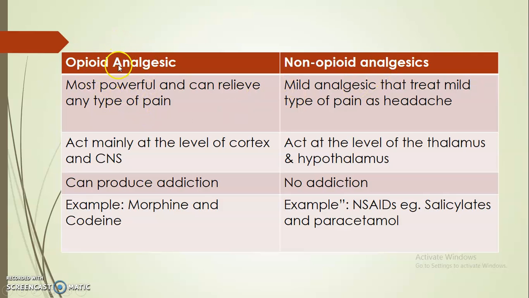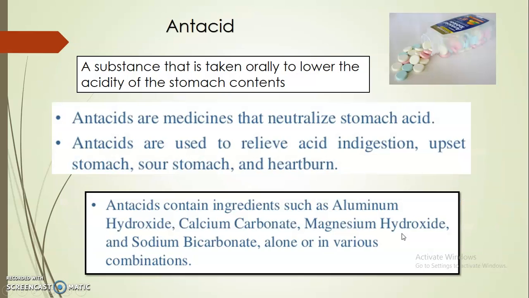Opioid analgesic, this is from the opium plant, is most powerful and can relieve any type of pain. And it acts mainly at the level of the cortex and central nervous system. And sometimes it can produce addiction. Examples of opioid analgesics are morphine and codeine. And non-opioid analgesic means it's a mild analgesic and treats mild types of pain such as headache and acts at the level of the thalamus and hypothalamus. There is no addiction. Examples are salicylate and paracetamol.